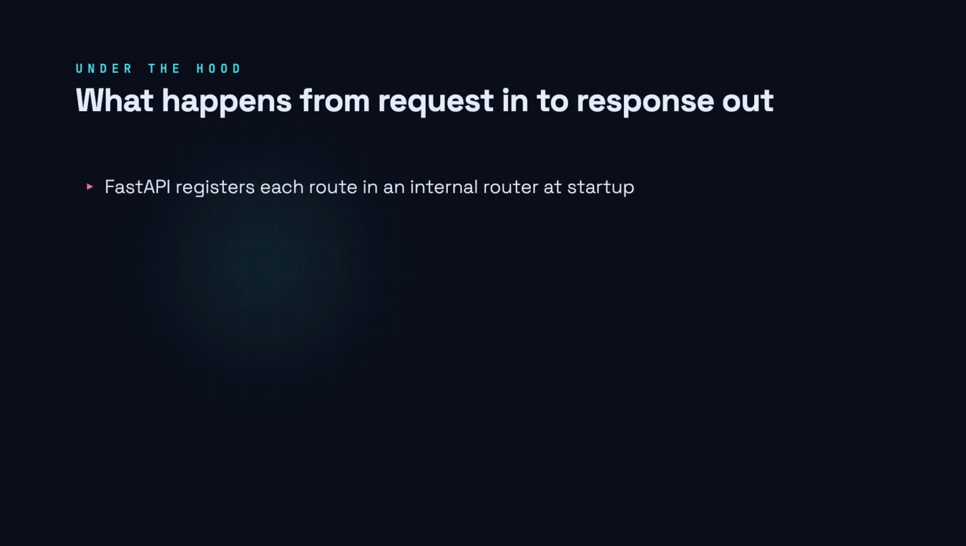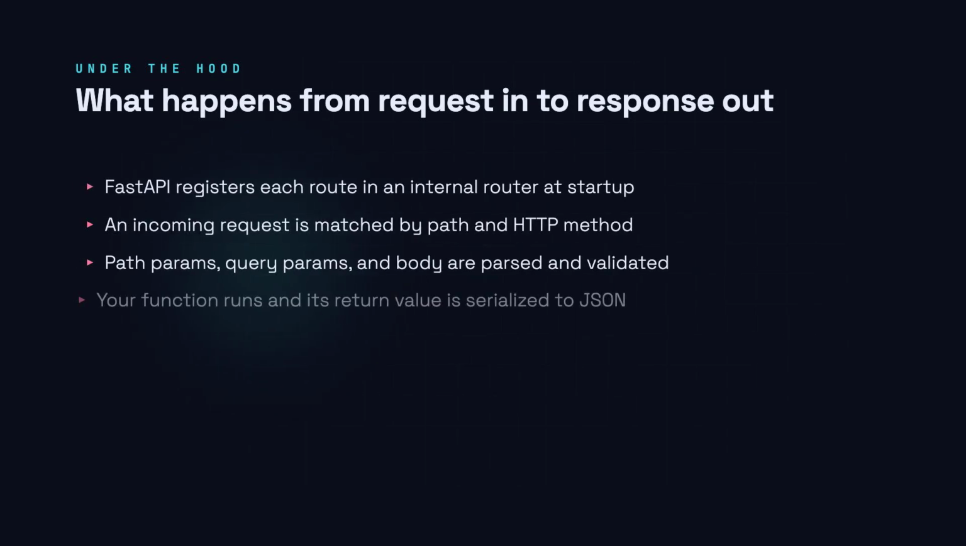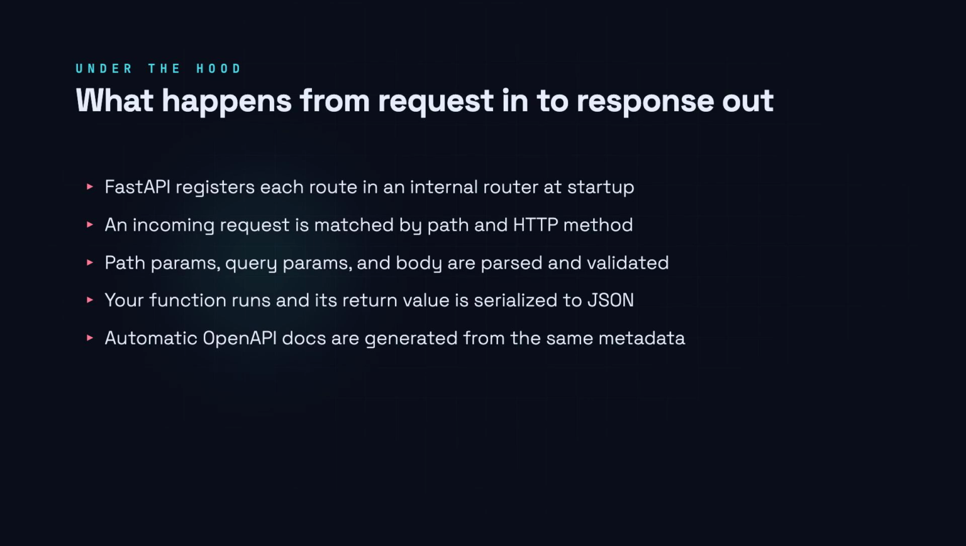When your app starts, FastAPI reads every decorator and stores the path, method, and function in an internal route table. Nothing runs yet. When a request arrives, FastAPI matches the URL and method to the right entry, then validates all inputs using the type hints you wrote. Only then does your function execute. The return value is passed through a JSON serializer and sent back as the response body. As a bonus, every route you declare this way automatically appears in the interactive Swagger UI at /docs.